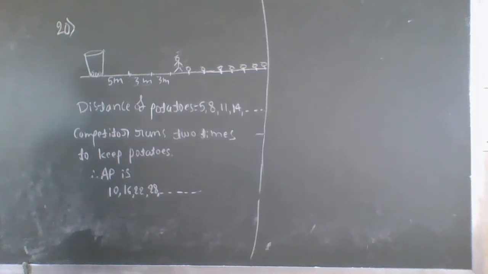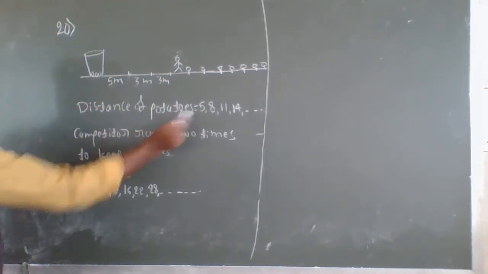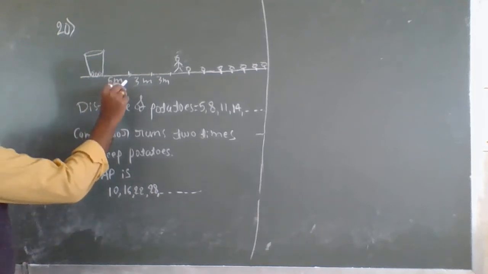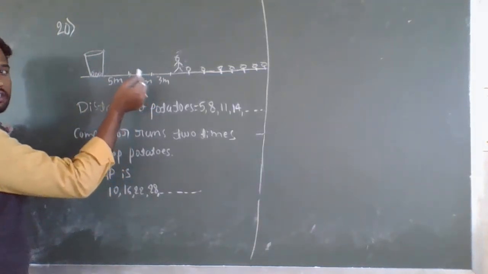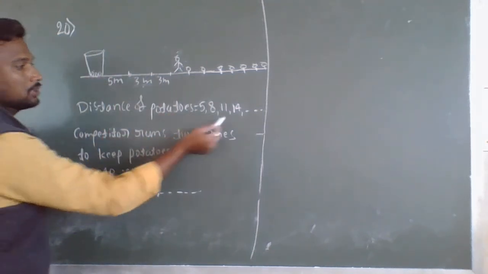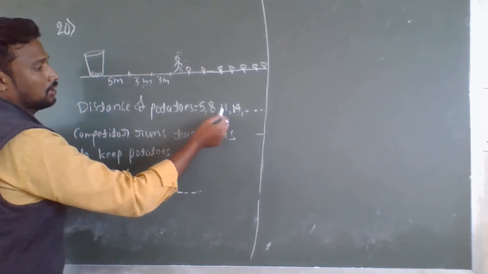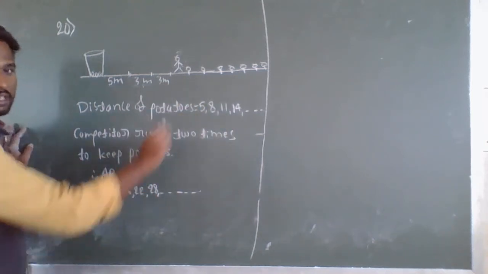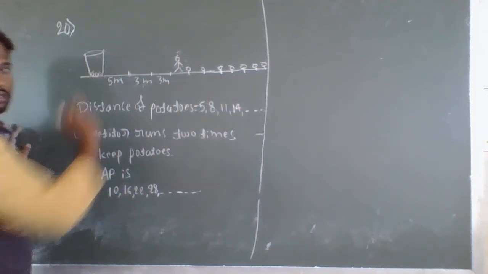So here, by observing this, you can write the distance of the potatoes. The first potato is at a distance of 5 meters. Next, the next potato is at a distance of 3 meters more, meaning 5 plus 3 is 8. Again 3 meters, 8 plus 3 is 11, 11 plus 3 is 14, like this. Distance of potatoes: 5, 8, 11, 14.